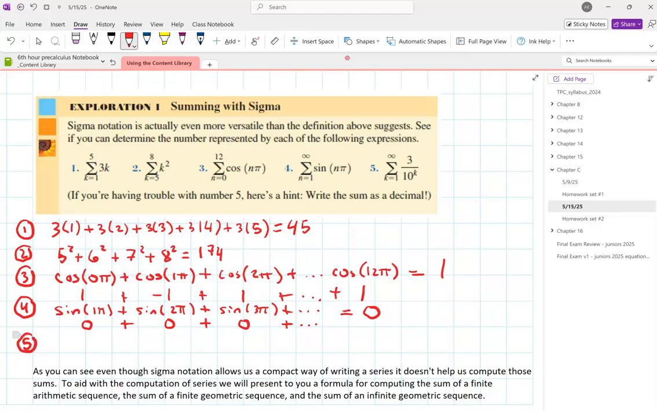And then our last one, the sum of the sequence 3 over 10 to the k from the first term to infinitely many terms. Again, this is kind of scary. I'm going to write these as decimals rather than fractions because I think it'll be more obvious what to do here. So the first term would be 0.3, the second term would be 0.03, the third term would be 0.003, the fourth term 0.0003, and so on. When I add all these together, what am I going to get?